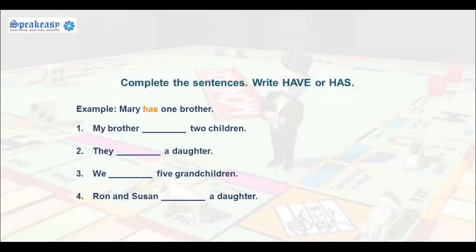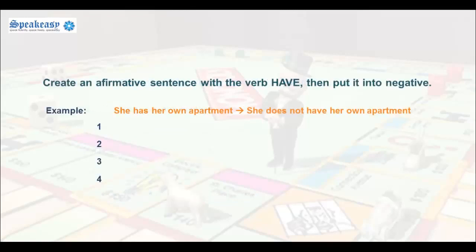Complete these sentences using have or has. For example, Mary has 1 brother. Create an affirmative sentence with the verb have. Then put it in negative. For example, she has her own apartment. She does not have her own apartment.